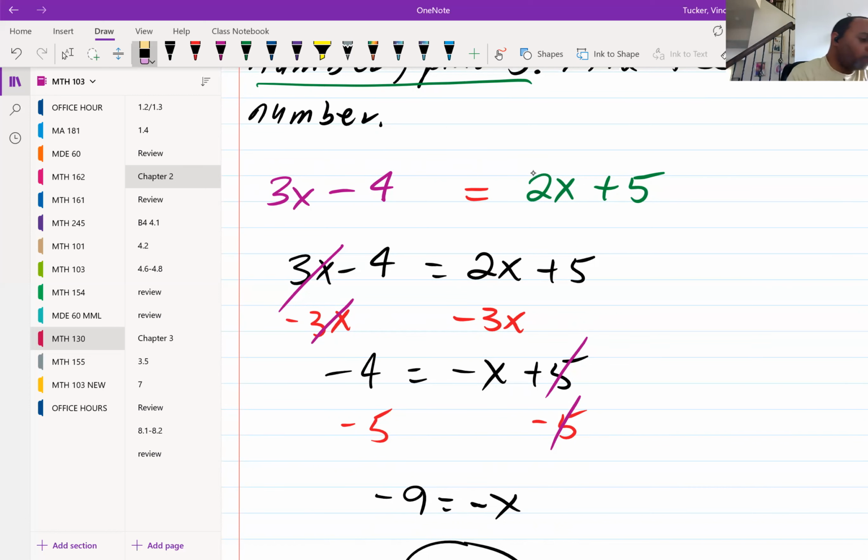And then notice we have -x over there. We're not solving for -x. We're always solving for +x. So I need to take that negative to the other side. And so my answer is going to be x is equal to 9. So that negative to negative turns positive.